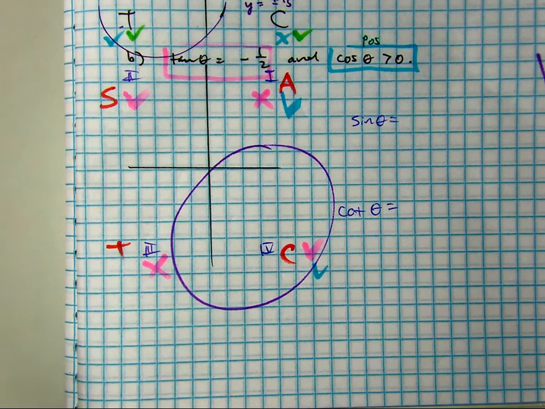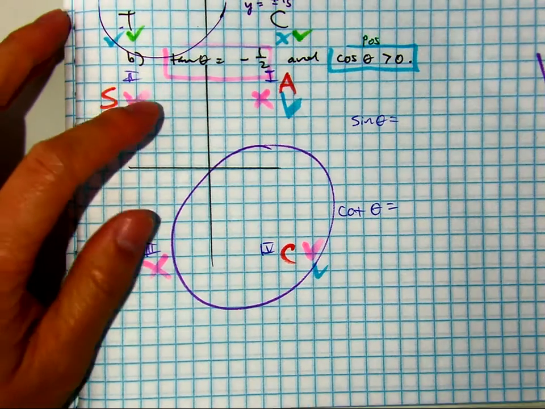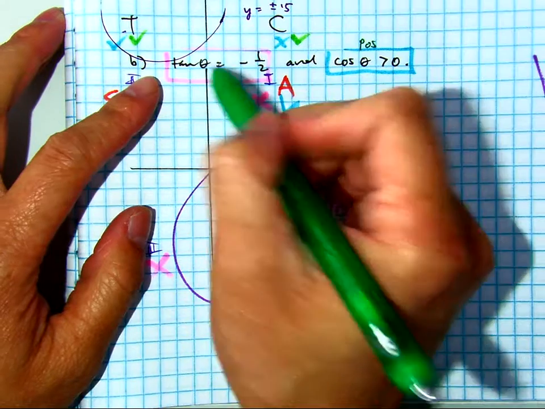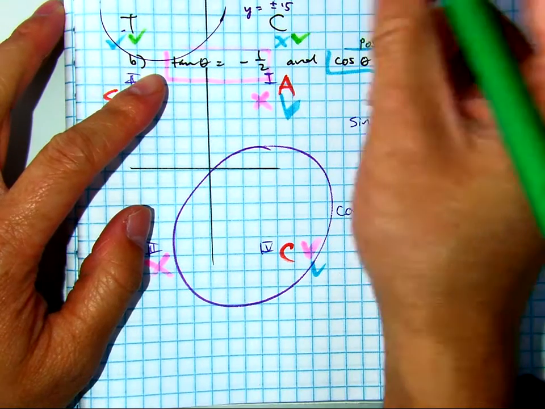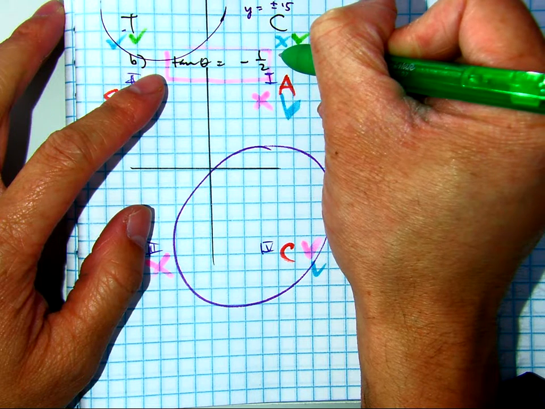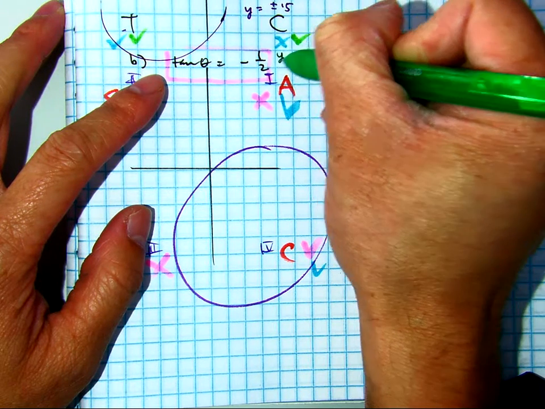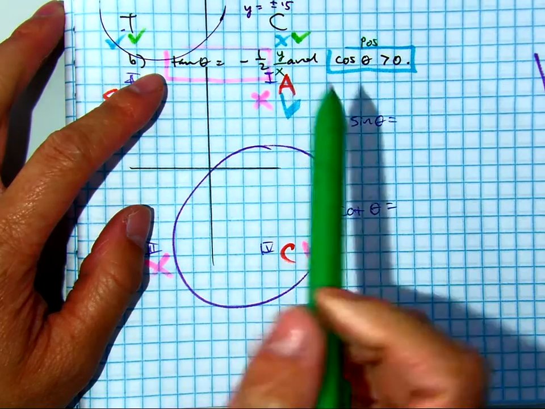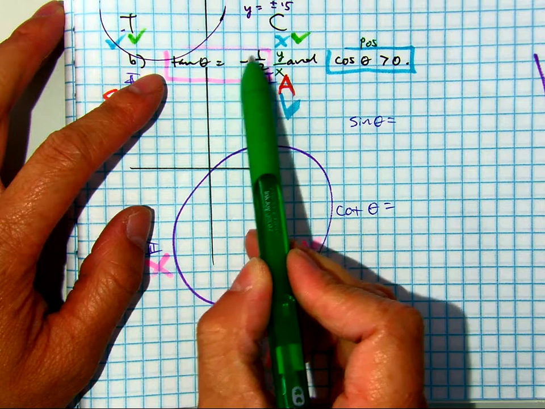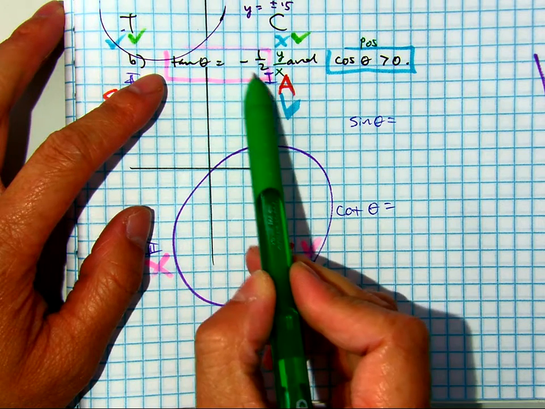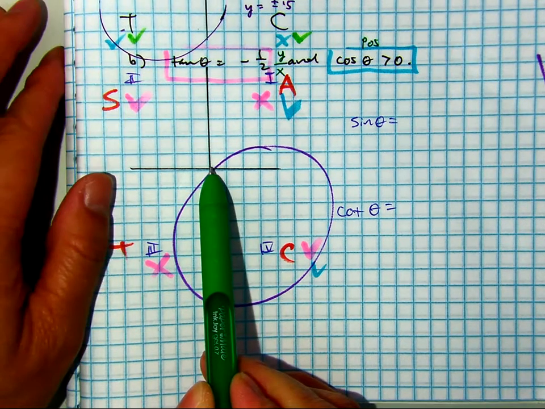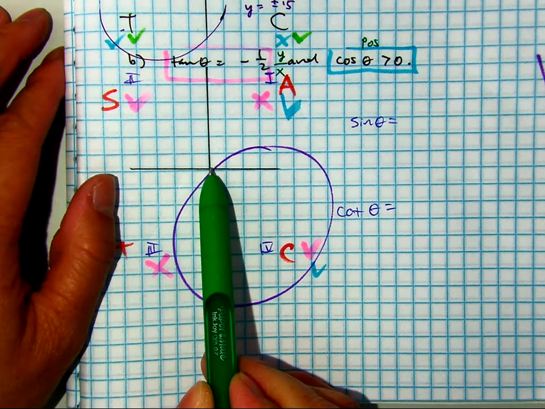Now I'm going to use the clues. The clues tell me that tangent of theta is negative 1/2. Tangent is which two letters out of x, y, and r? Y over x. Pay attention. The negative sign is kind of in between. You're not quite sure which one is negative. But if I think about it, on the x values, where am I going to have to go to draw my triangle? To the right.